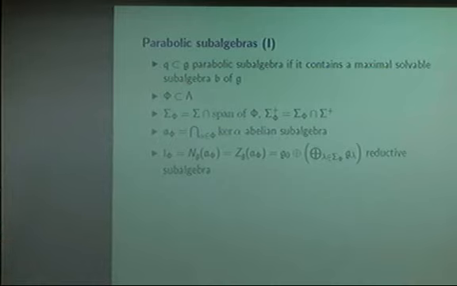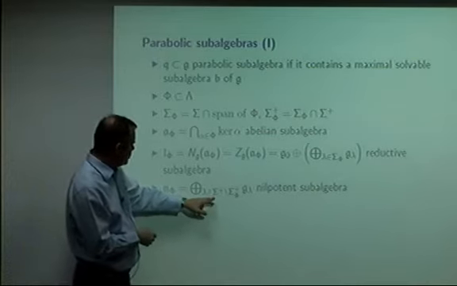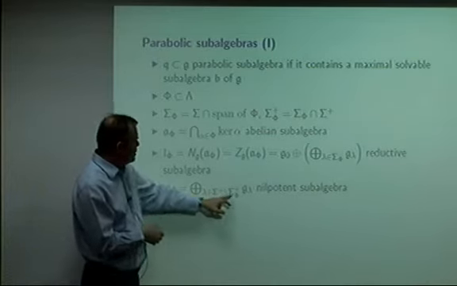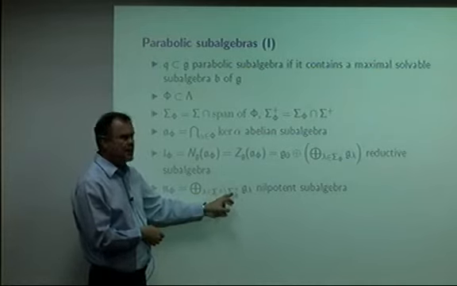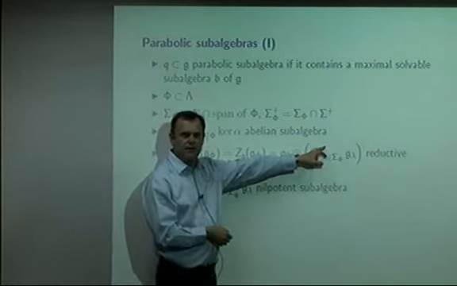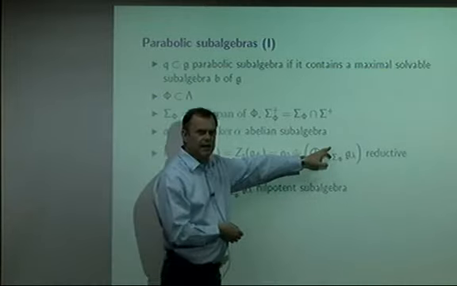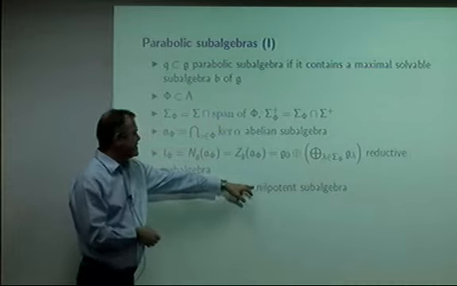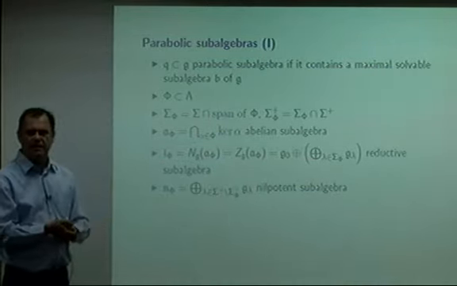And this is a reductive subalgebra, L phi. And then what we also have is we take all the positive root spaces which are not generated by phi. So I subtract those which are already in here. I just keep the positive root spaces which are not in here. This gives a nilpotent subalgebra. It's a subalgebra of n.